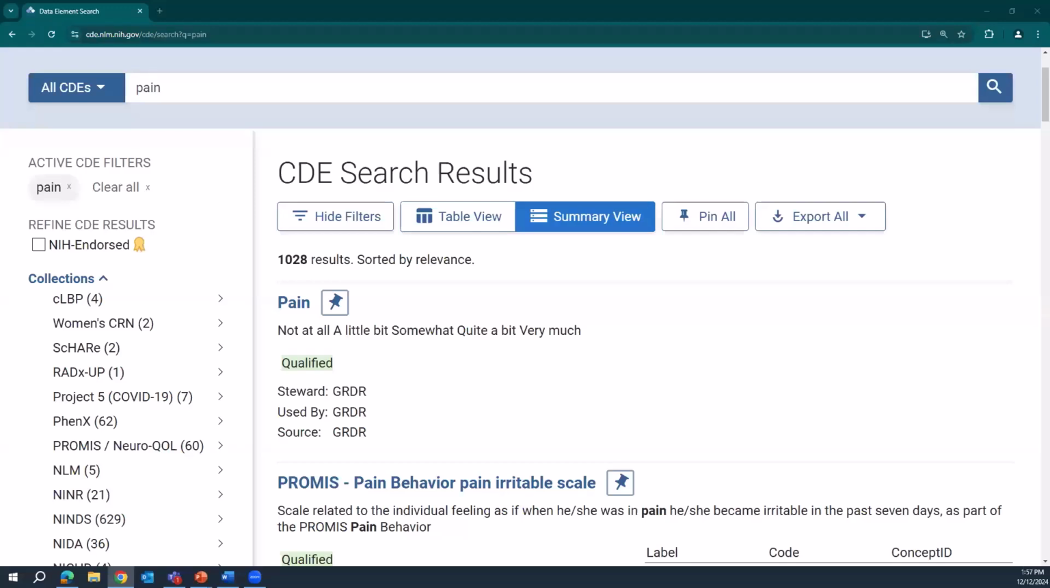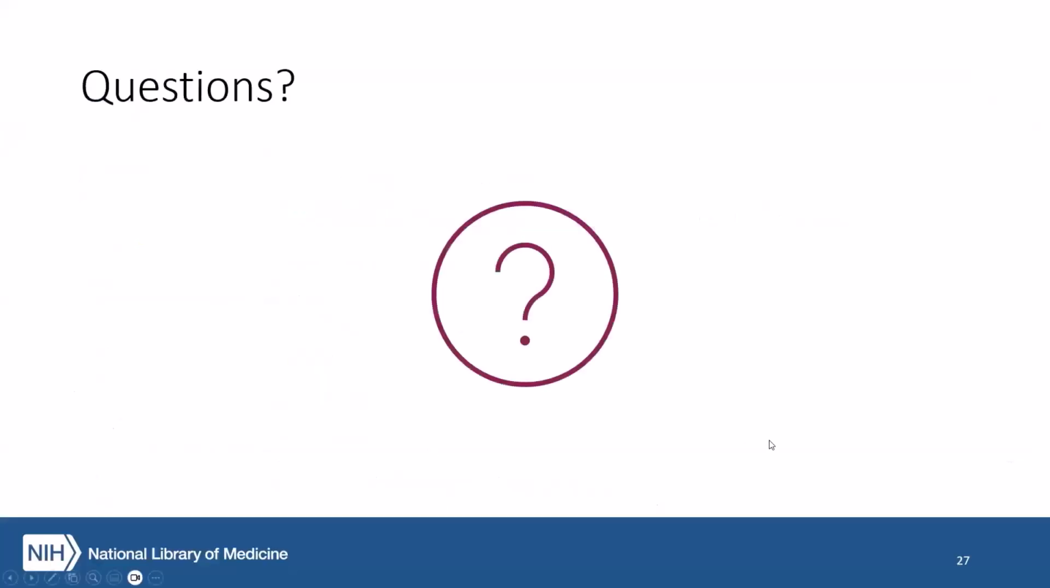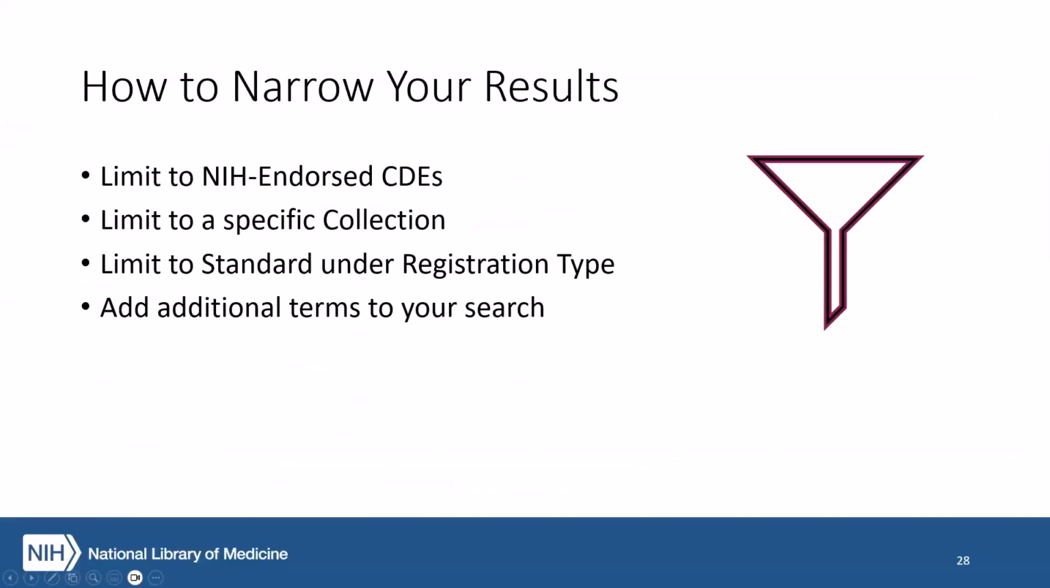All right. These are great responses. Let's take a minute to review some of the options you provided and a couple of new options. These options are also the answer to number 9 on your handout. You can try to limit to NIH endorsed CDEs, limit to a specific collection, or limit to standard under registration type. Another strategy that we haven't discussed yet is to get more specific with your search by adding additional search terms. For example, is there a type of pain or pain in a specific part of the body that you're concerned with, like a limb?